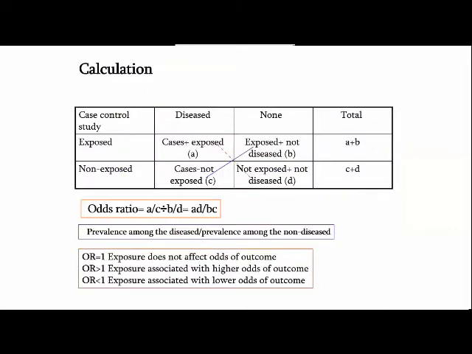The calculation is AD by BC: in a case control study, exposed and unexposed, exposed with disease is A, exposed without disease is B. So the odds ratio is the prevalence of exposure among the diseased by the prevalence among the non-diseased. If it equals 1, the exposure does not affect the odds of the outcome. If it is more than 1, the odds of the outcome are higher. If it is less than 1, the exposure is associated with lower odds of the outcome.